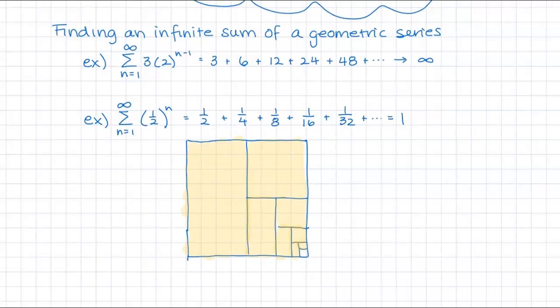So sometimes geometric series tend towards infinity, but sometimes infinite geometric series actually have a sum. Sometimes infinite geometric series tend towards infinity. Sometimes infinite geometric series have a sum. They're bounded by a number. They're never going to get bigger than that number, so we say it equals that number. So how do we find that number?